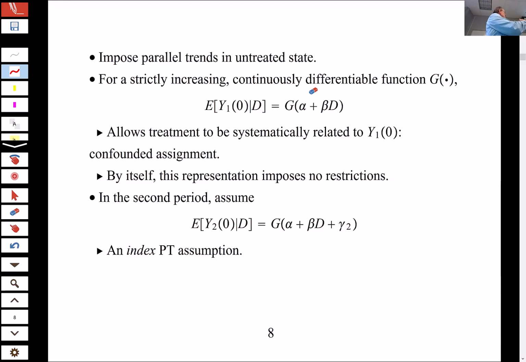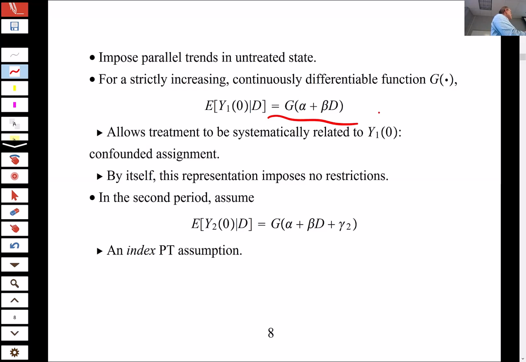But what's kind of interesting is if G is strictly increasing, this imposes no restrictions whatsoever because, of course, if I'm looking at the 2 groups, the group to be treated and the group that's going to be in the control, they're just 2 means. And so this is just a way of writing a transformation of the 2 means. The assumption only has bite when we see what's going on in the second period.